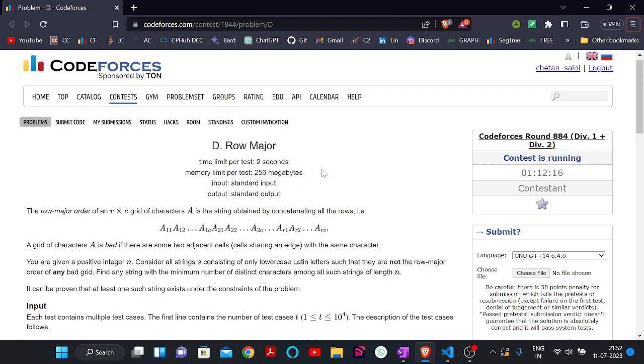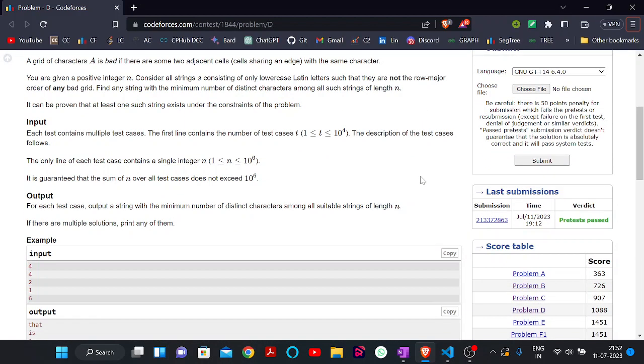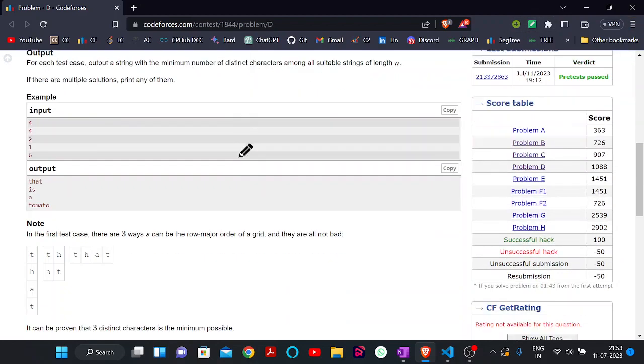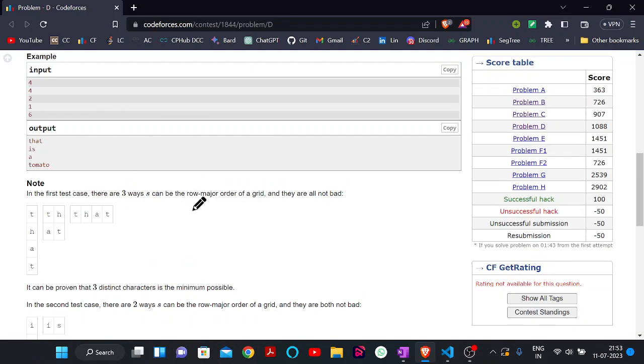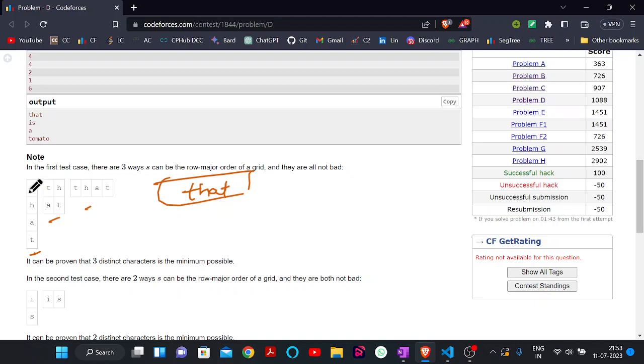Today we are here to discuss the Clone and Grow Measure problem, which is a part of Codeforces Round 884. In this question, we are given a number n and we need to form a string of size n such that if we form possible grids from that string, like just think that this is our string, and how many grids can be observed from this, that is this, this, and this. The condition is that the cells which are at the same set should contain distinct characters.